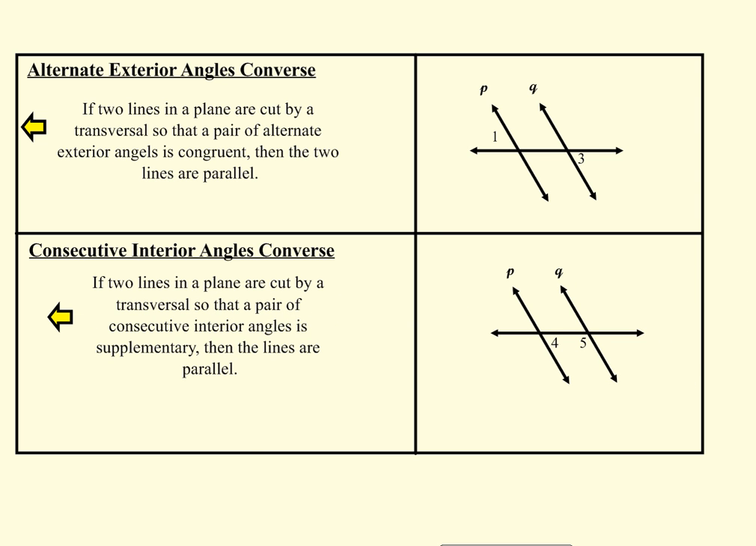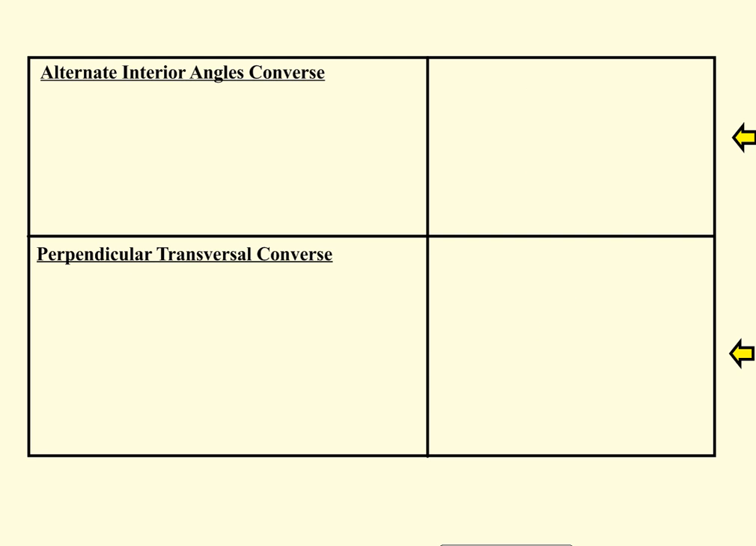Well, same idea with consecutive interior angles. Remember, consecutive interior angles have to be supplementary. So if I can show that angle 4 and 5 add up to 180, then I can say those two lines, P and Q, are going to be parallel. But I've got to have some way of proving it. I can't just look at it and say, yeah, they're parallel. No, that's not how it works. You've got to show me.